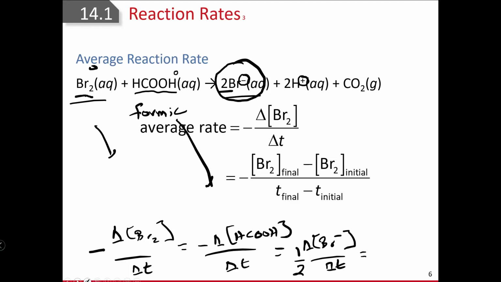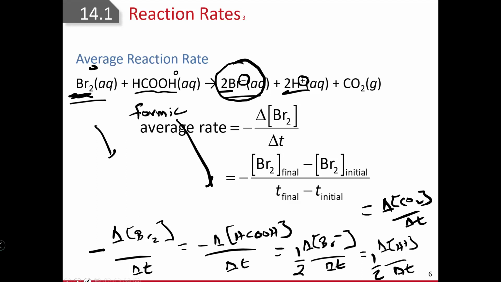We could write it in terms of the hydrogen ion, and again, it would be the change in the hydrogen ion concentration over a change in time. And again, we'd have to put a correction factor of 1/2 because for every one of these that is consumed, we get, in that same time frame, 2 moles of hydrogen ion. And then the last one is we could write it in terms of carbon dioxide. We say the change in carbon dioxide over the change in time.